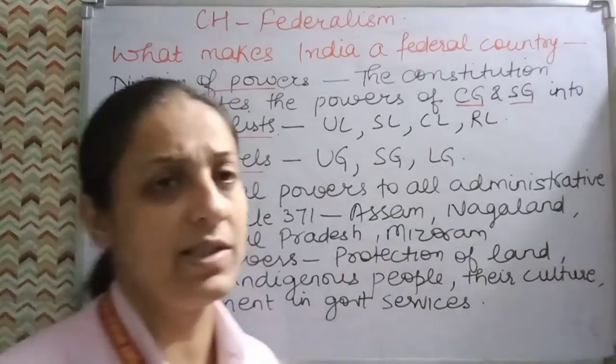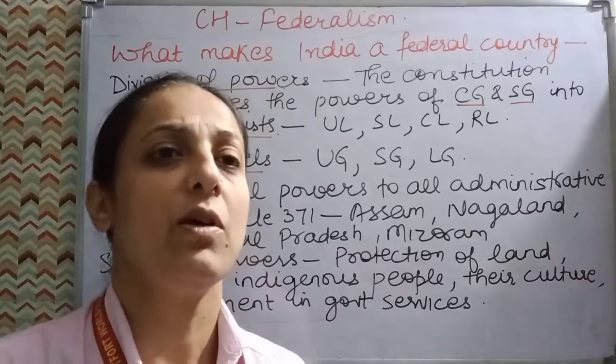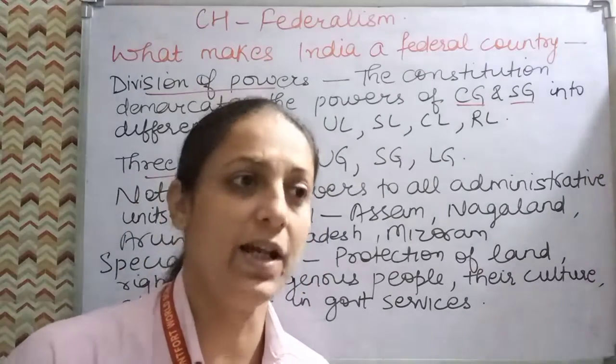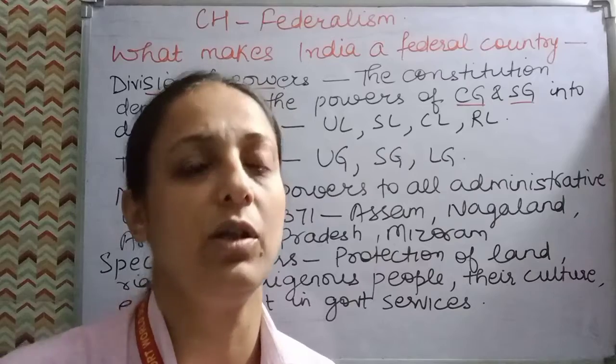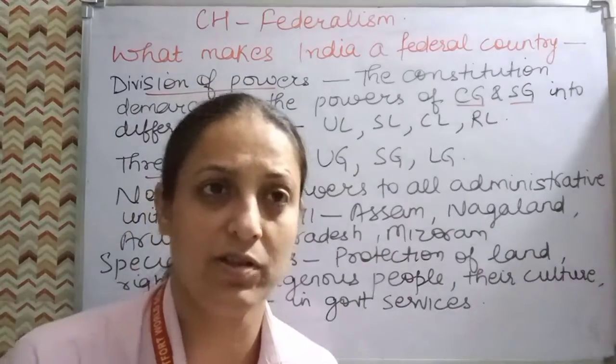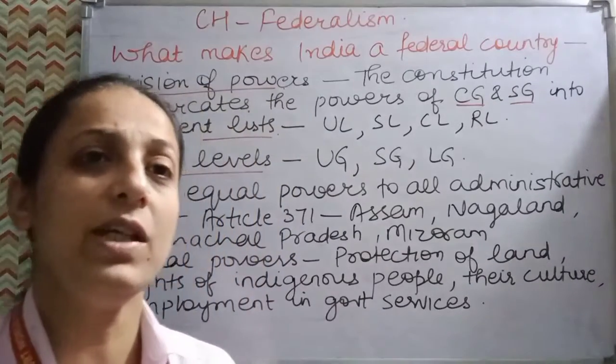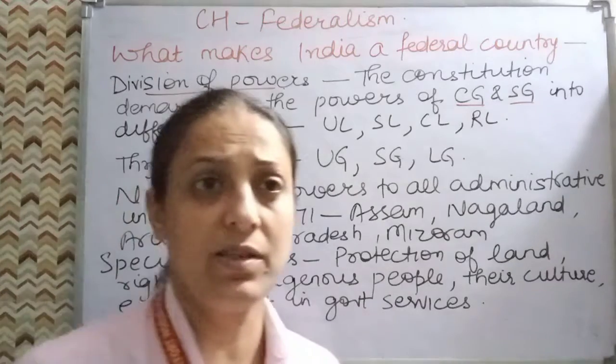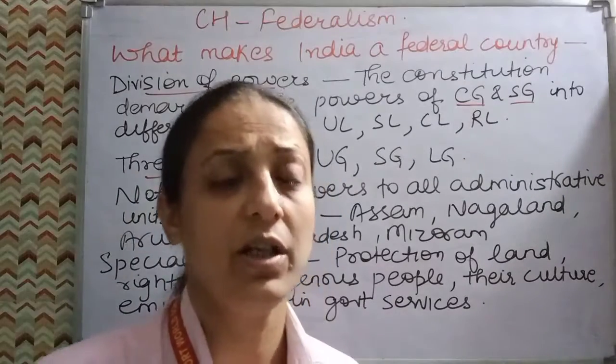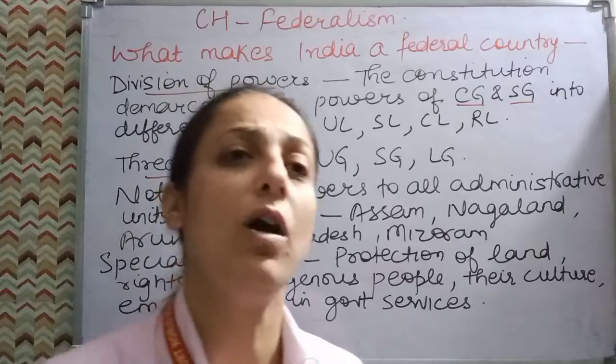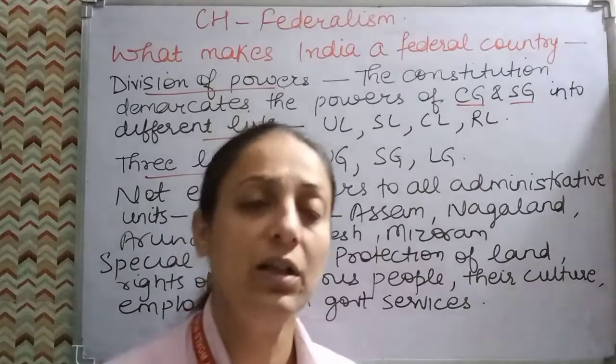Then comes the state list. In the state list, we have the areas where only the state government will make the law, like irrigation, agriculture, police, health, law and order. So these areas come under the purview of the state government, and they will only make the law.